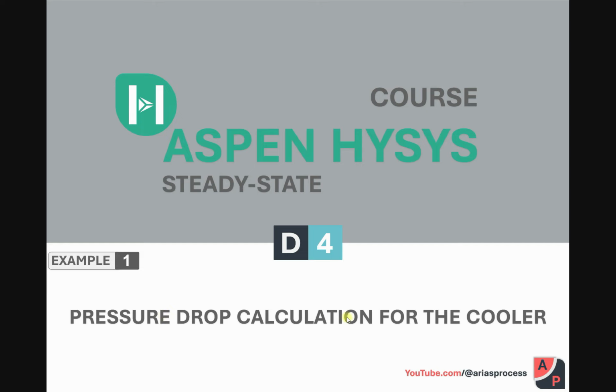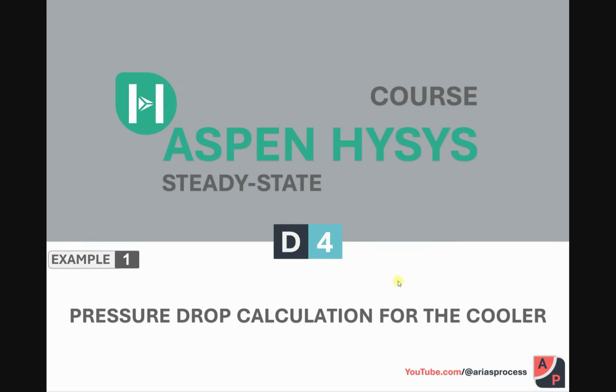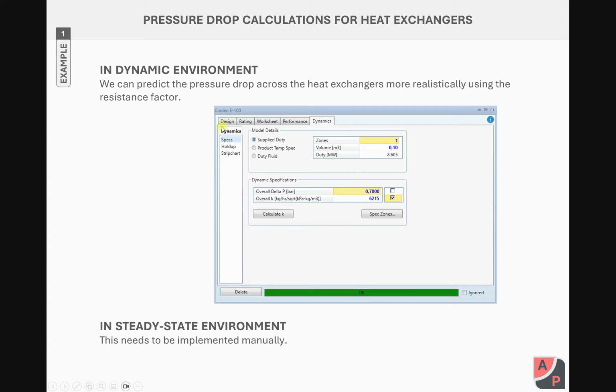Pressure drop calculations for the cooler in steady-state environment. In dynamic environment in Aspen HYSYS, we can predict the pressure drop across the heat exchangers more realistically using the resistance factor. In the Dynamics tab, you can find the overall K, which is the overall resistance factor, and when you check the box, it will predict the pressure drop for you in various conditions.